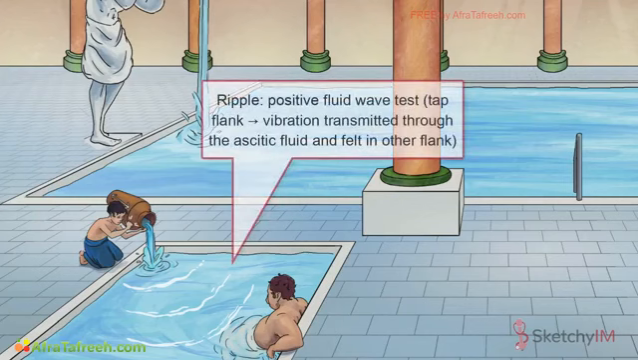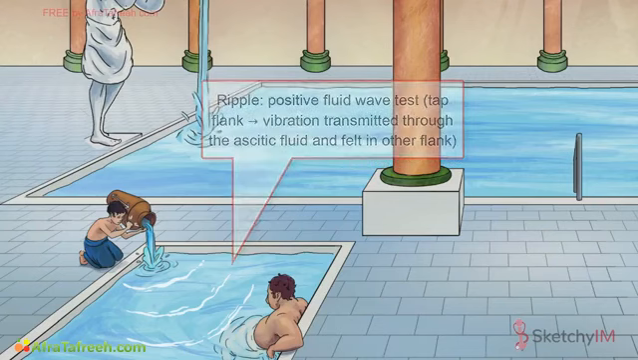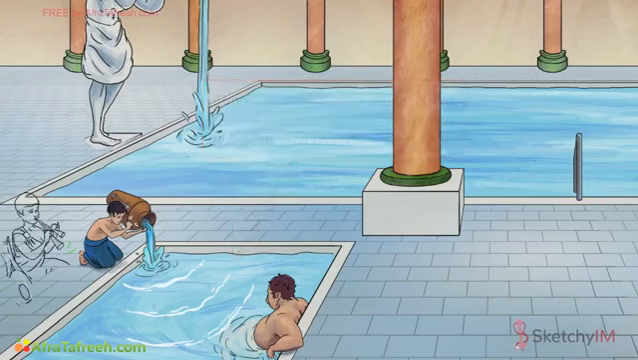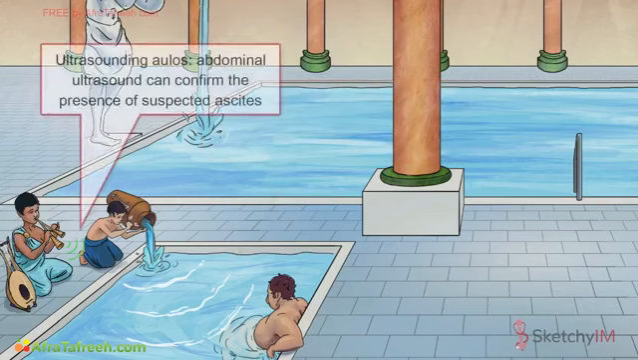A fluid wave test is performed by having the patient, or an assistant, push down on the middle of the abdomen, while the examiner taps one flank and feels for the transmitted vibration in the other flank. The test is positive if you feel the tap. Patients suspected of having ascites based on history and physical examination should undergo abdominal ultrasound to confirm its presence.